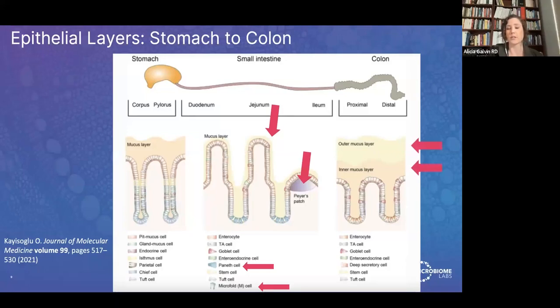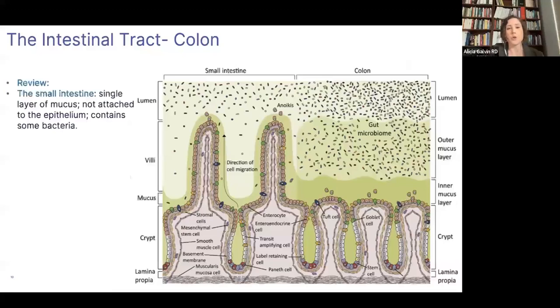So again, here's the mucus layer. We have two mucus layers within the colon. So if we go to the colon, we can look at this a little bit deeper as it relates to the mucus barriers, and as it relates, I'm going to move my little video here, to the functions and to the microbiome.